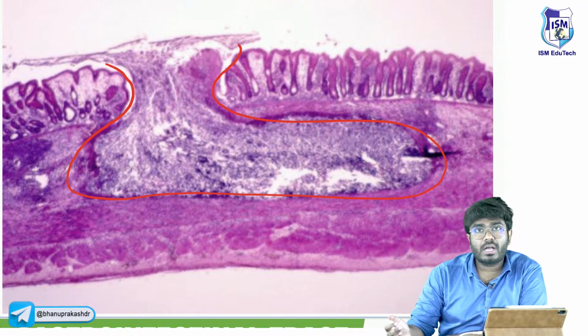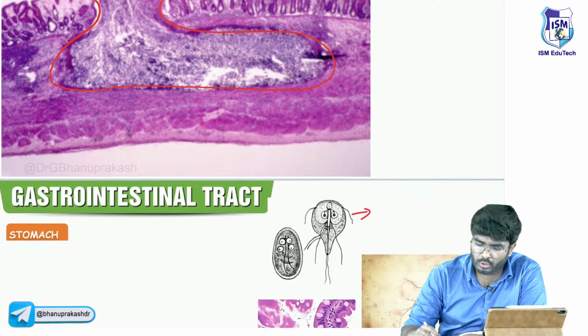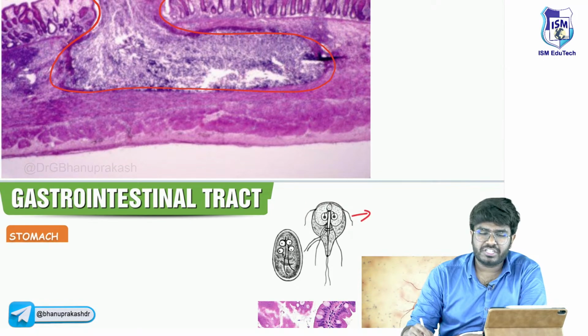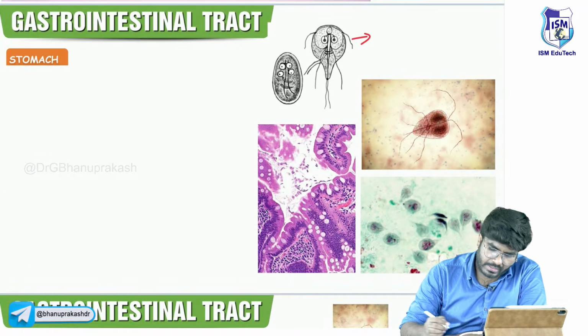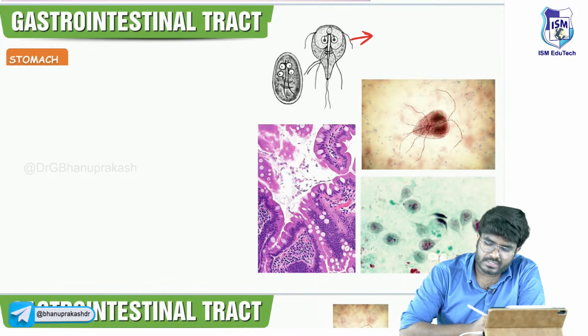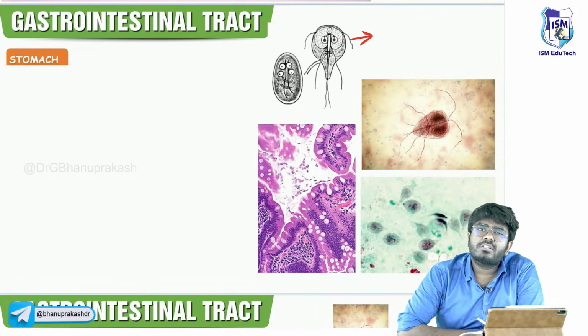And it's going to cause the ulcers. Ulcers are going to look like a flask shape. Okay, done. Now, next, this organism, sir, which I am showing you. This organism is also going to infect your intestines and cause malabsorption.